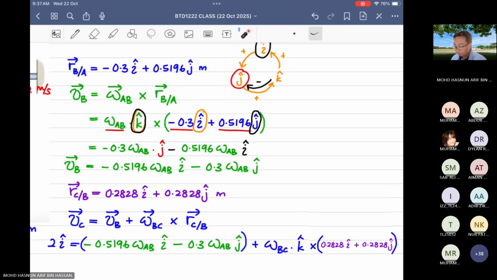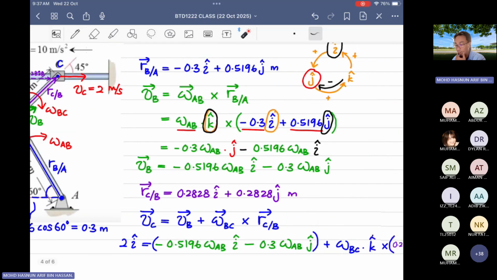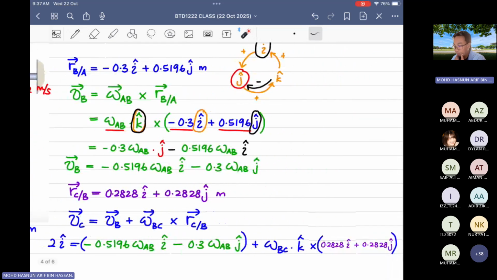V C is equal to 2i because V C is already given. V C is 2 meters per second in the x-axis to the right, so that's why it is 2i positive. V B we have calculated before, but we don't know the value of omega AB, so we have an unknown here. And omega BC is also unknown, so you write down omega BC k because the value is still unknown. And R C/B we have calculated here, so we just take that value and put it here.